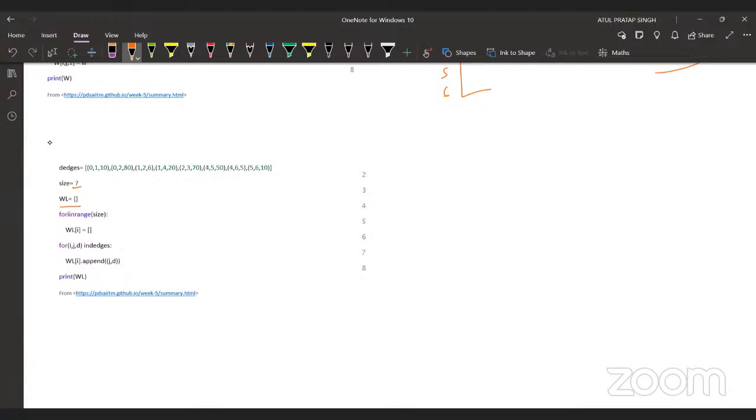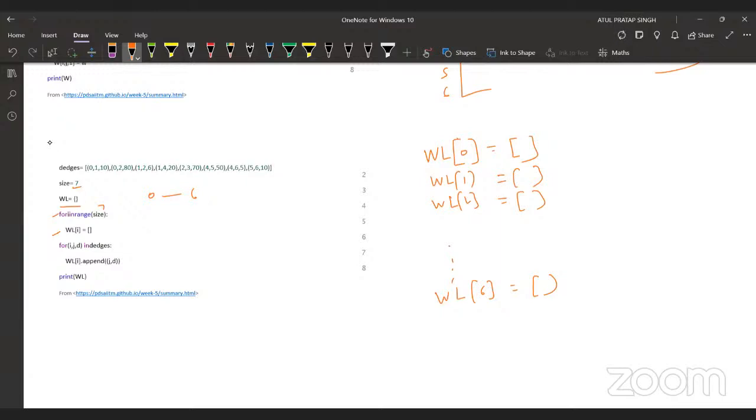So for I in range size, the value will go from 0 to 6. The first value will be 0, and in the first loop we are initializing it with an empty list. Same thing for each vertex: we are initializing WL of 1, and so on up to 6, with an empty list. This is happening in these two lines.